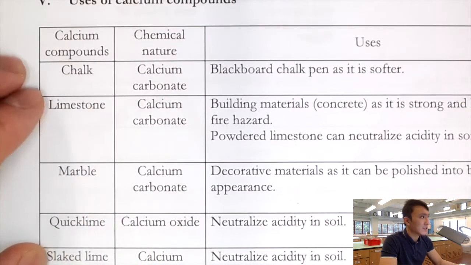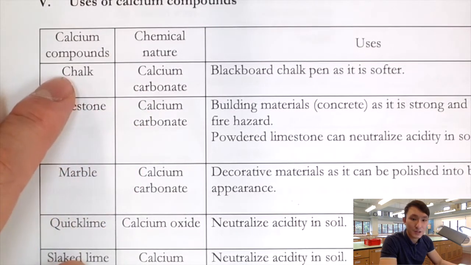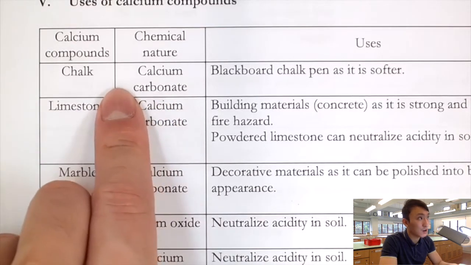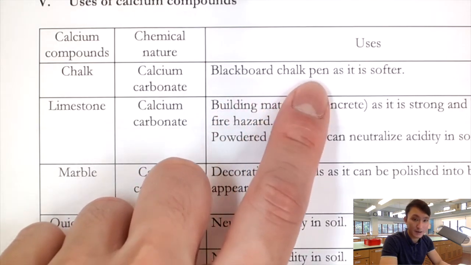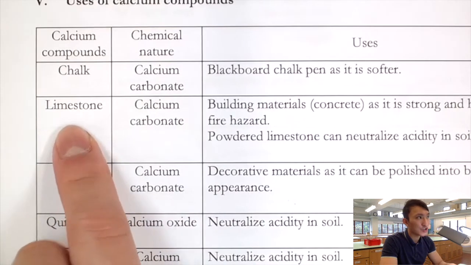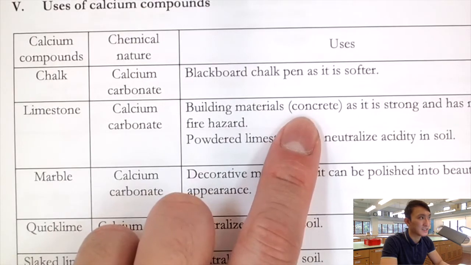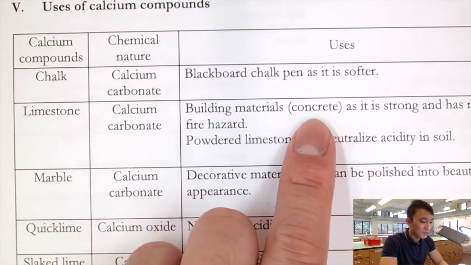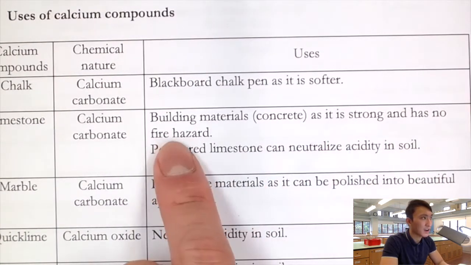Now, the first three, you can tell, again, they are calcium carbonate. But based on the different types of rocks, they have different uses. So first of all, chalk, because it is soft, it can be used as a blackboard chalk pen, okay? Now, limestone is usually used as a building material. Concrete consists of calcium carbonate plus other substances. The reason why we use limestone is because it's strong and it has no fire hazard.